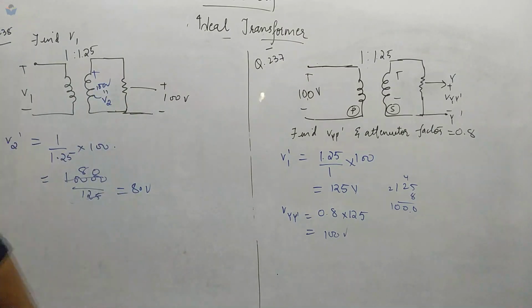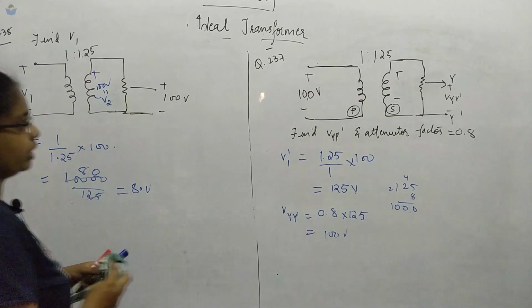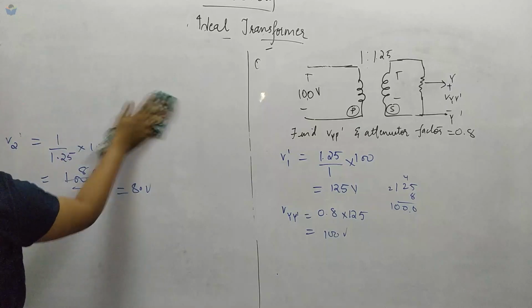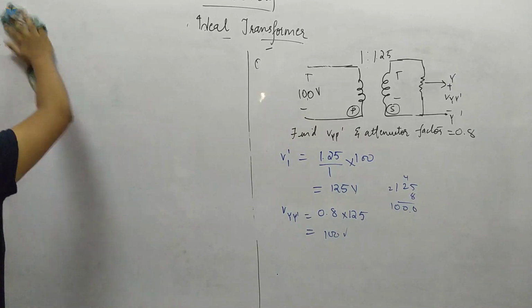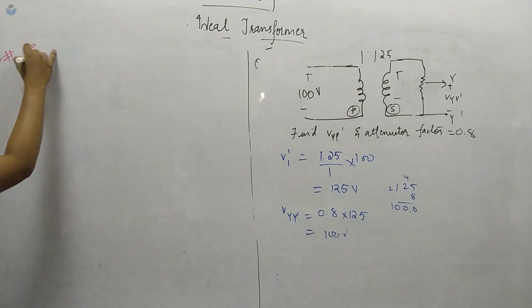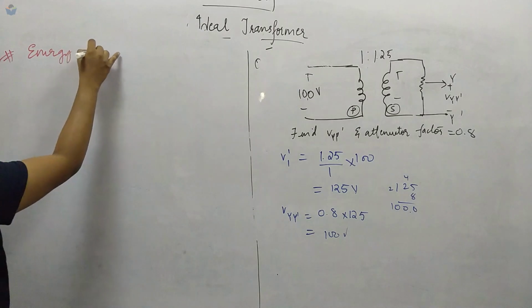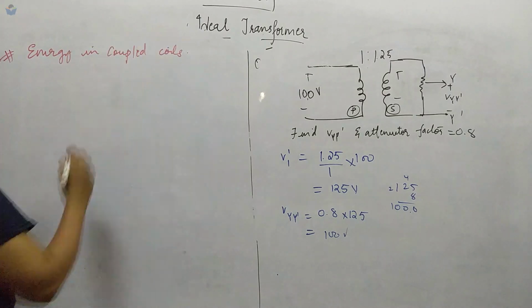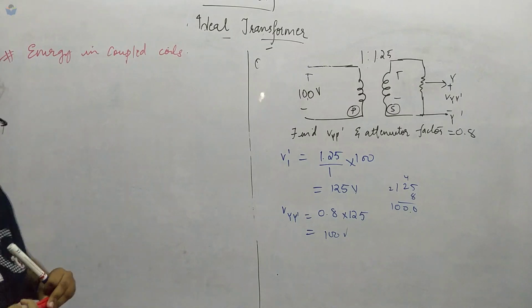Now there is a small concept based on the energy stored. Let me write it over here. Energy stored in the mutually coupled coils. Energy in coupled coils. This is the last concept in this ideal transformer.